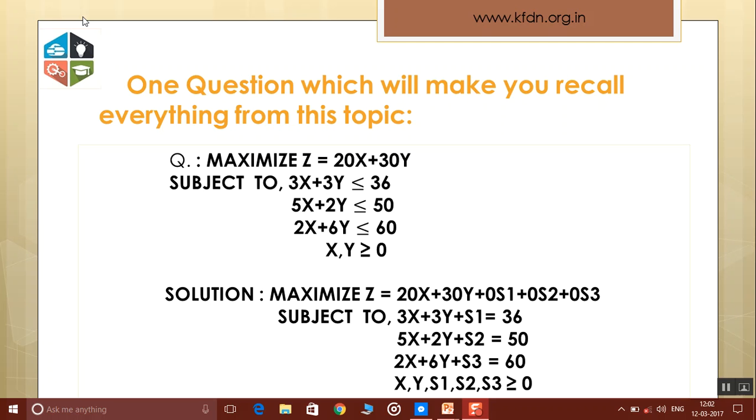After we introduce slack variables in all the constraints, we need to introduce the same in the objective function, which is 20x plus 30y plus 0s1 plus 0s2 plus 0s3. As you can see, 0s1 plus 0s2 plus 0s3 do not affect our objective function. Thus we add 0s1, 0s2, 0s3. Moving on to the next step.